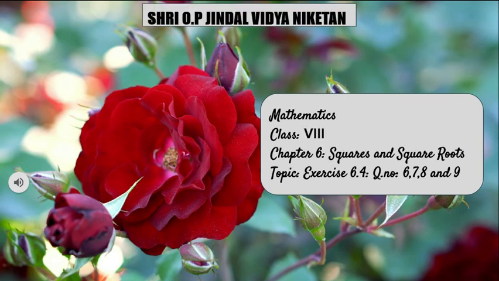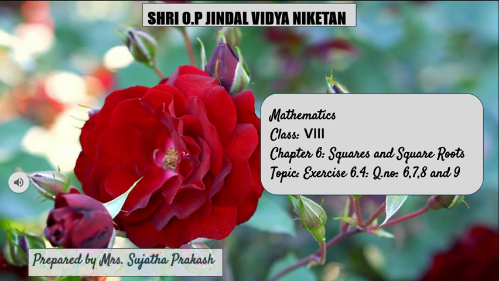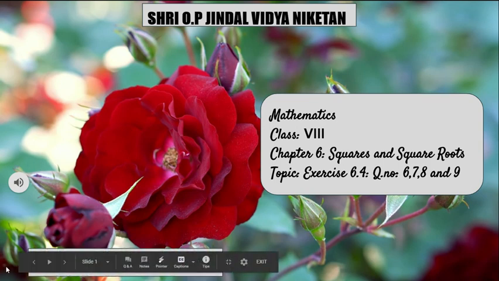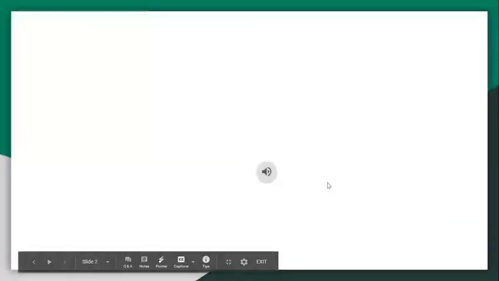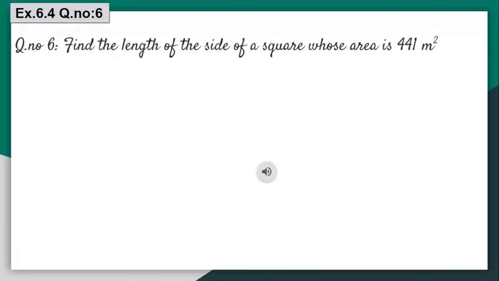Today we are solving question number 6, 7, 8, and 9 of exercise 6.4 of squares and square roots. So here we are completing this lesson also. Okay, so let me start. Let me start question number 6. Find the length of the side of a square whose area is 441 meters square.